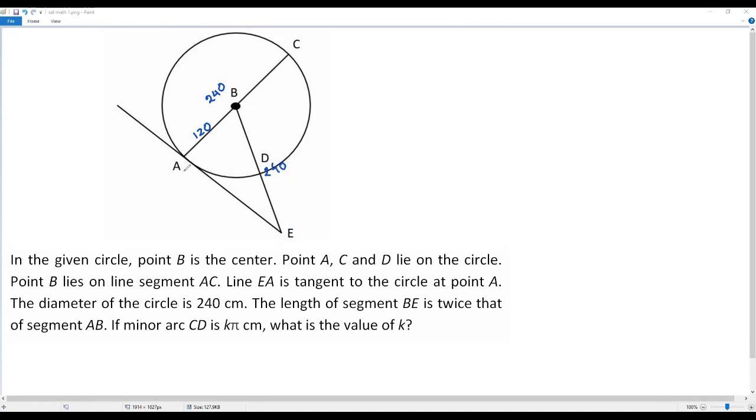And the question says EA is the tangent to the circle, and it's a tangent drawn from the external point E. When we draw a tangent to a circle from an external point, at the point of tangency, the angle between the tangent and radius is always a right angle. So here we have a right angle. Now this triangle ABE is a right triangle. In this right triangle, BE is the hypotenuse because it is opposite to the right angle.